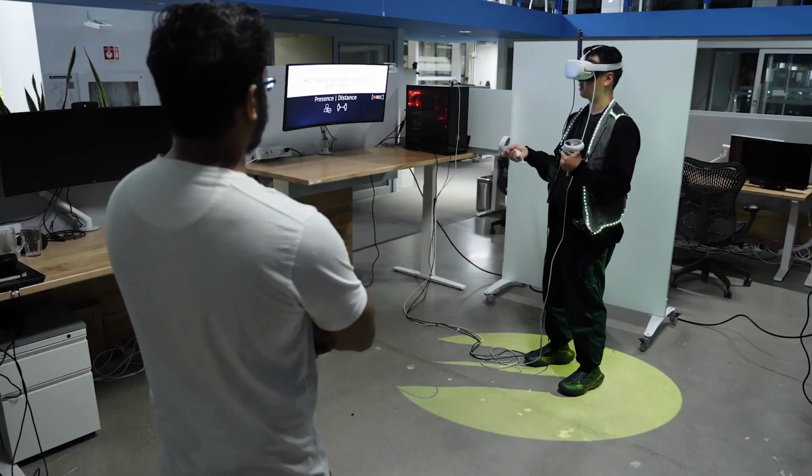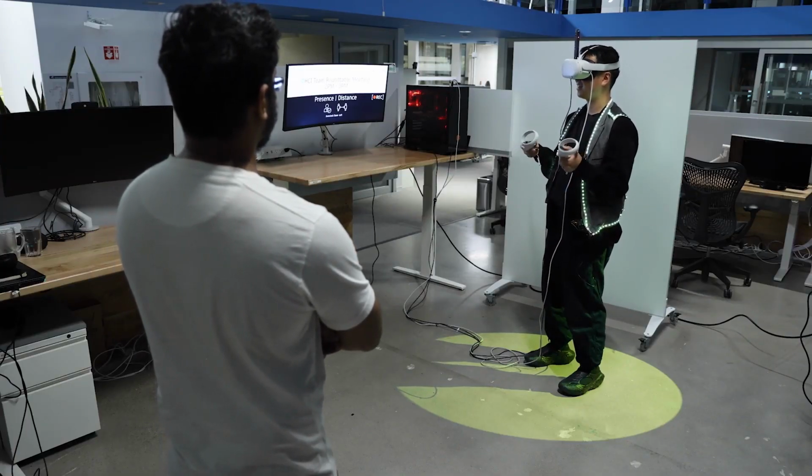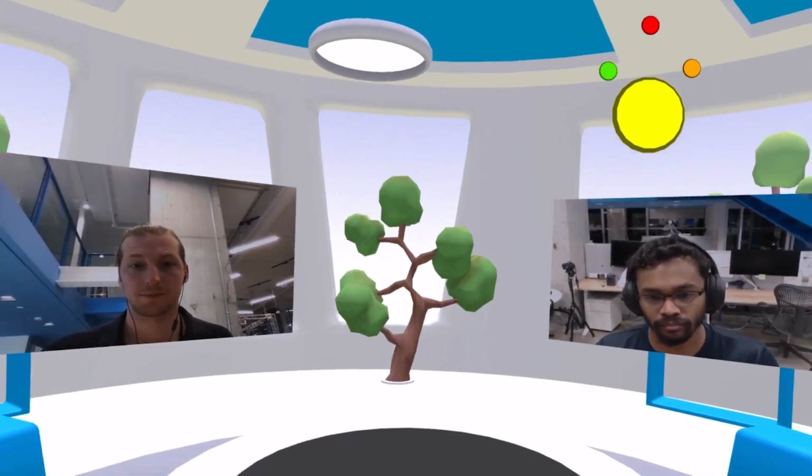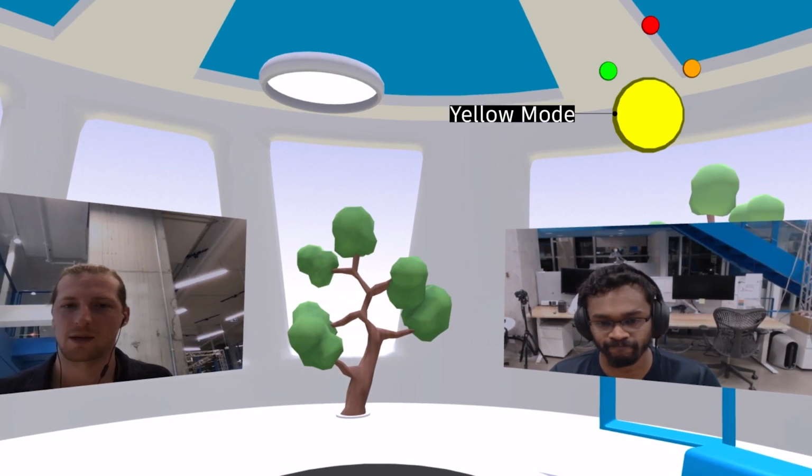After playing a game, the user joins a meeting with his co-workers. The meeting is not confidential and can be known to others, however the user doesn't want any bystanders to see what exactly he's doing or talking about, so he sets the privacy mode to the yellow mode.